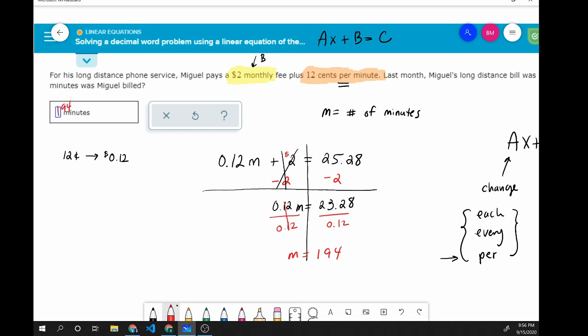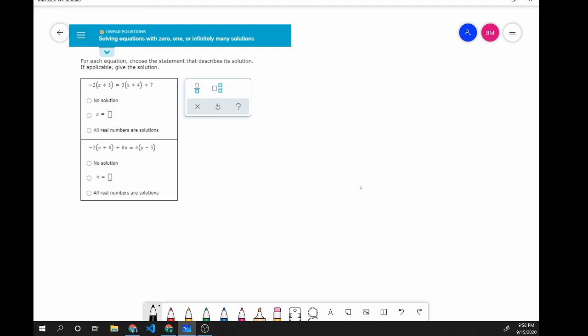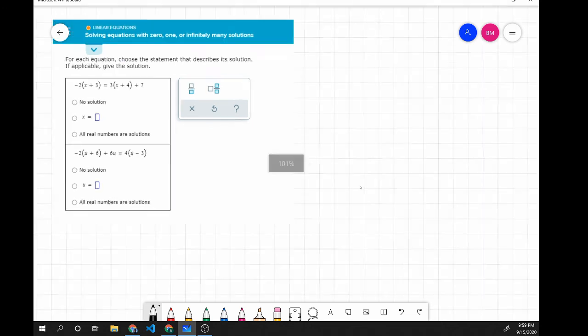And that's it. This topic is solving equations with 0, 1, or infinitely many solutions. This is going to be a kind of confusing topic for some students, but the math is relatively simple. I'm going to go through a couple of these examples and see at least one example of a 0, 1, or an infinitely many solutions.